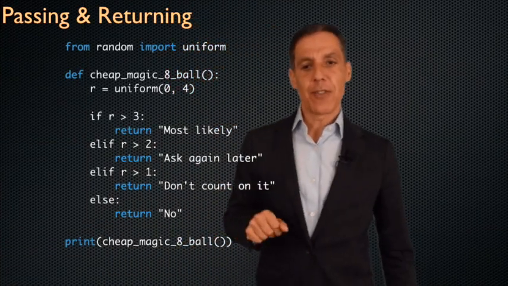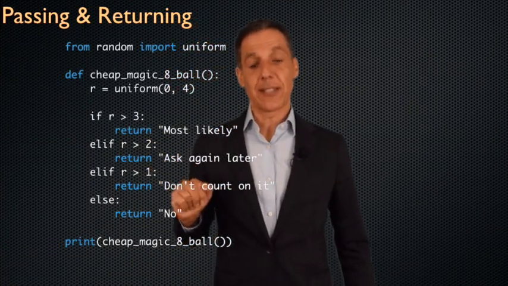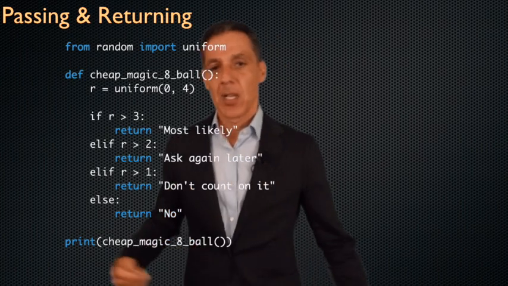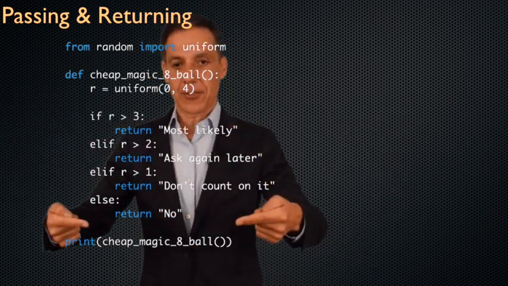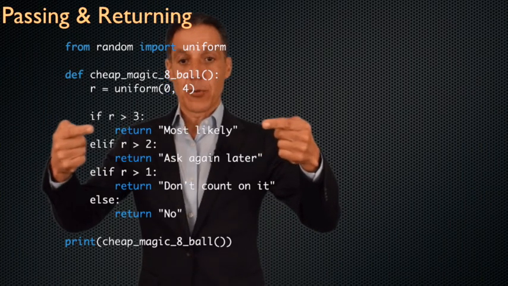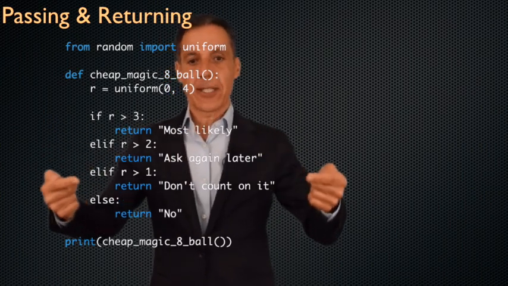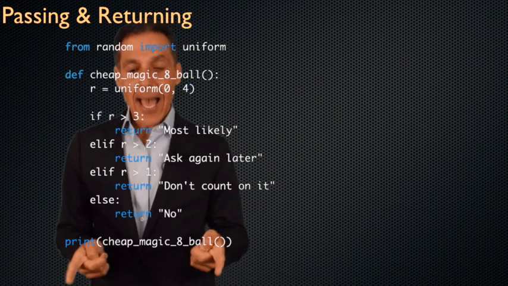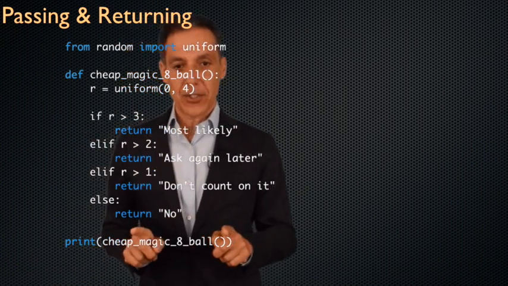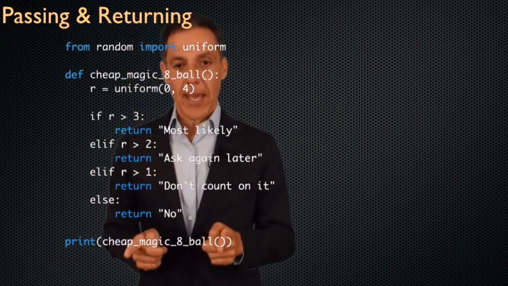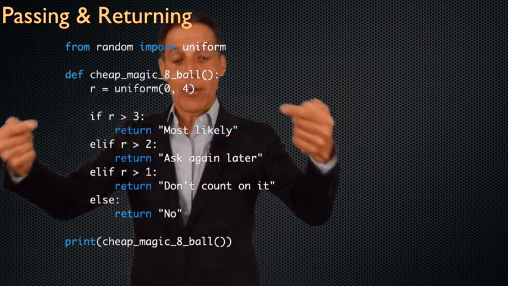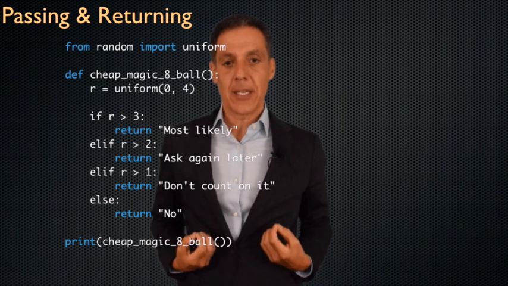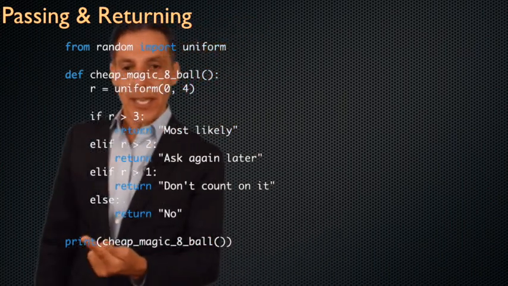Let's look at a version of this where I use a return statement instead of a print statement. So same thing. Function definition, pick a random number, if, elif, else ladder. Depending on the value of r, either return, most likely, ask again later, don't count on it, or no. And now, look at what I've done. I've just called cheap magic 8-ball, paren, there's a function call. It will come up in here. It will return a value to me. I'm going to take that value and print it.